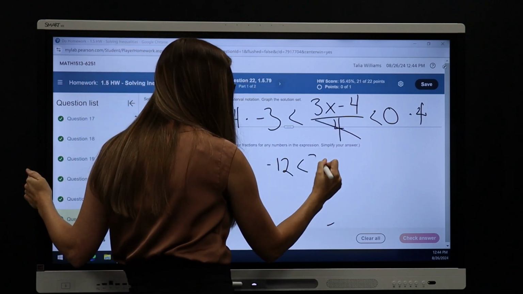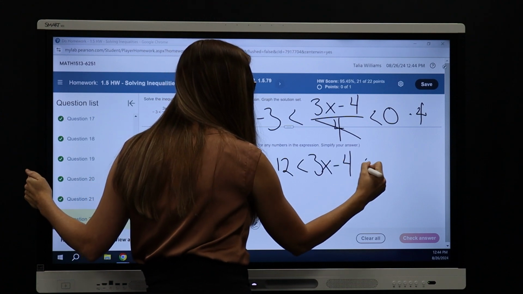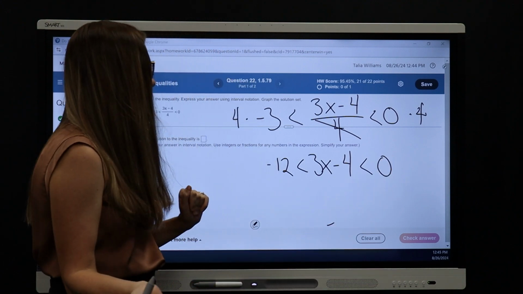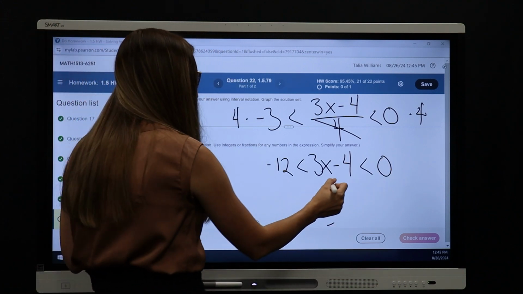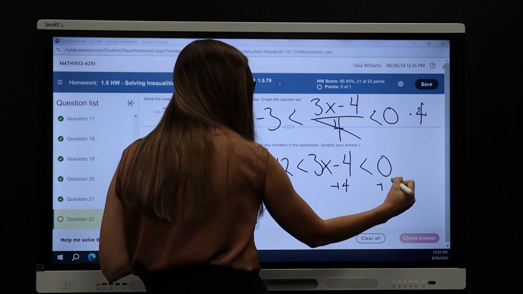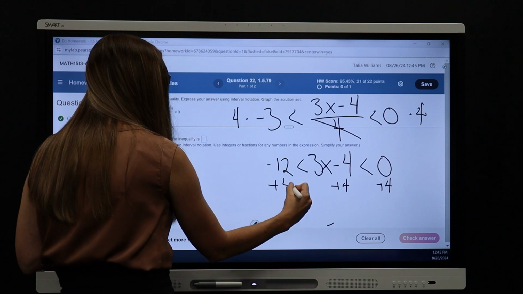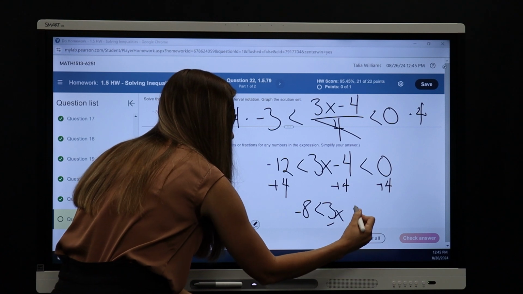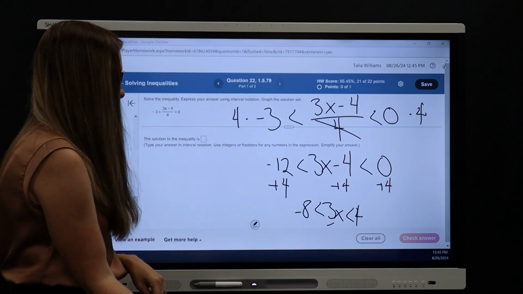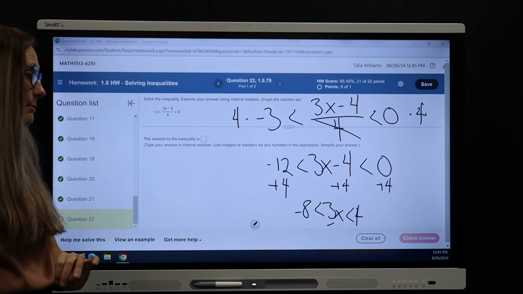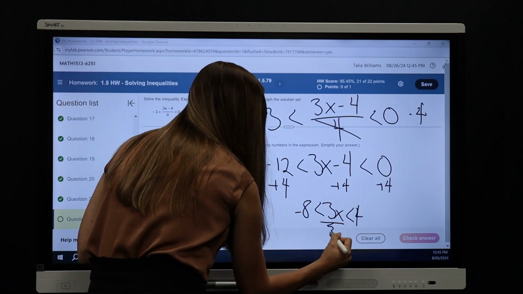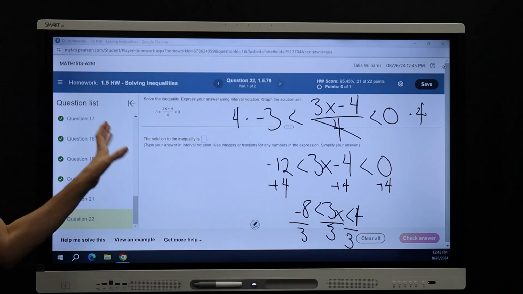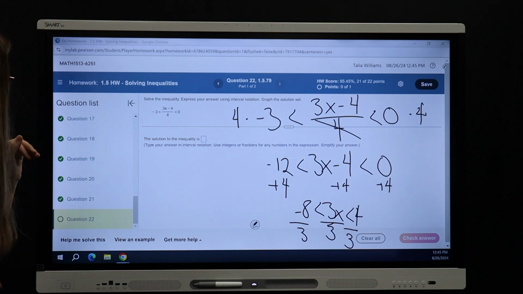So I'm going to have less than 3x subtract 4, which is less than 0 times 4. 0 times anything is 0. Then we're going to add 4 to both sides, or all sides, however you want to say that. -12 plus 4 is going to give us a -8, which is less than 3x, which is less than 4. Then we would divide by 3. So, those do not reduce more.